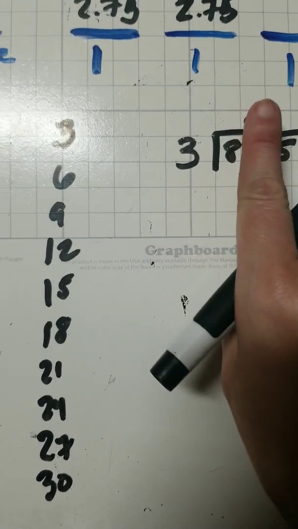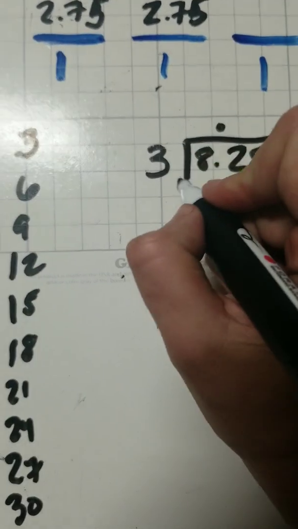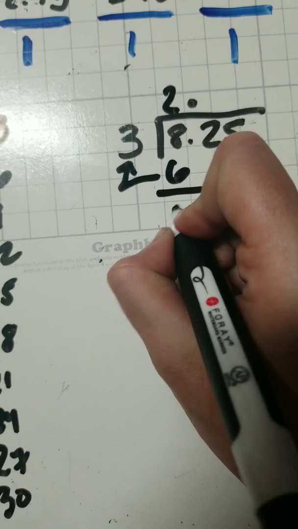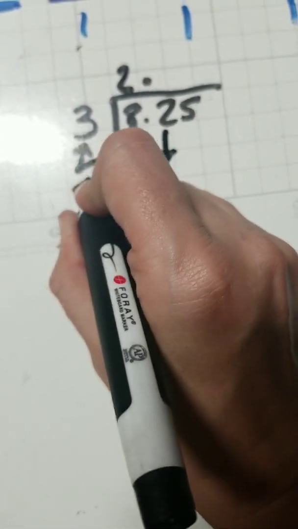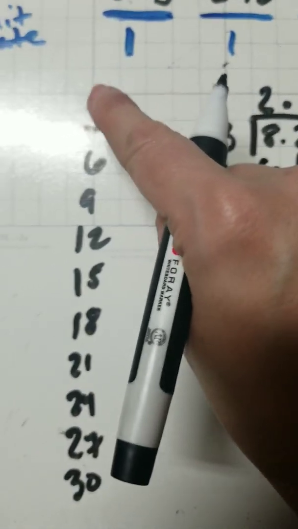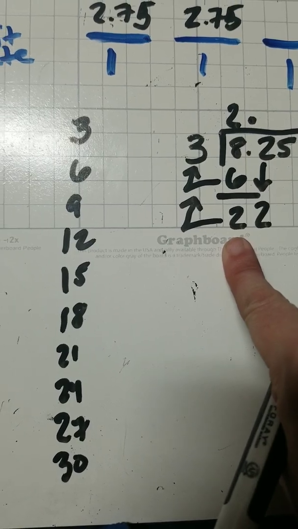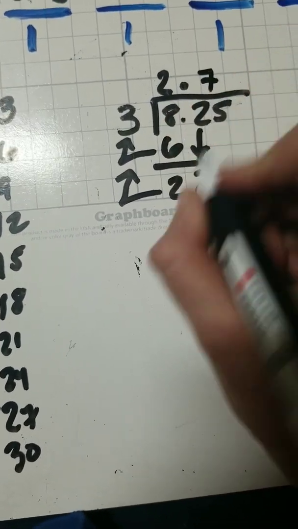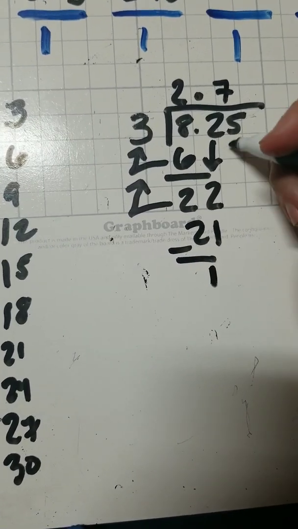So if I have 8, I want to go through my list and get as close to 8 without going over, which is 6. In order to get to 6, it took me 2 groups of 3, and I have a remainder of 2. Then I'm going to bring down the 2. So now if I have 22 and I want to put them into groups of 3, I'm going to go through my list and figure out which one of these numbers is closest to 22 without going over. And that's 21. So 1, 2, 3, 4, 5, 6, 7. So we put a 7 above that. 22 minus 21 is 1. Bring down the 5.